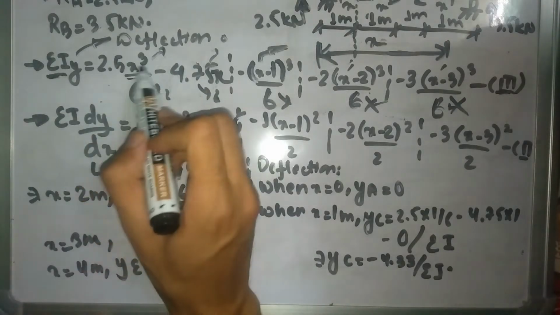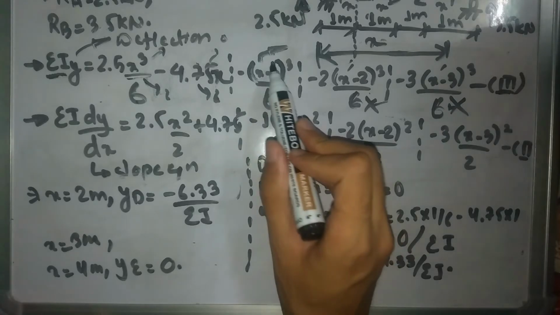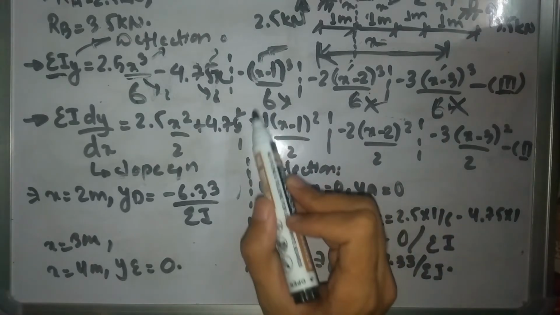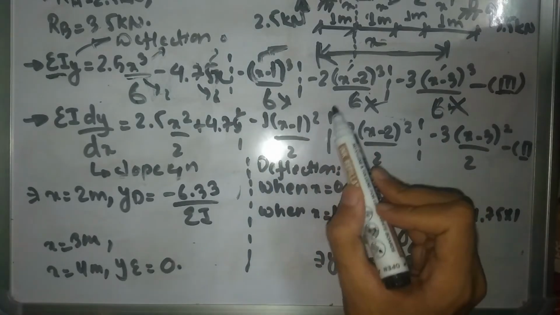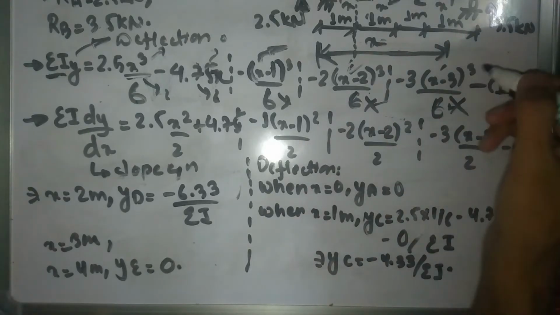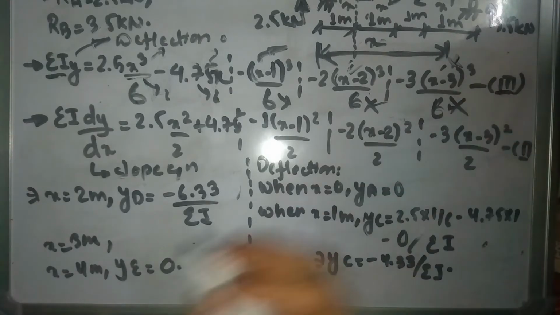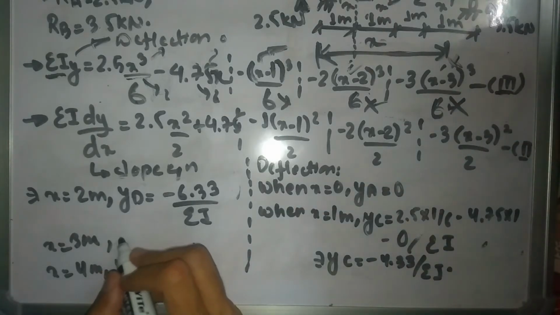We're going to put 2.5 into 3 cube by 6 minus 4.75 into 3 minus 3 minus 1, which is 2, which is positive, so we're going to include this value, minus 2 cube by 6 minus 2 into 3 minus 2, 1, which is again positive, so we're going to include this value as well, minus 3 minus 3 is 0, so this value is going to be 0. So on doing this, we're going to get our value of ye.